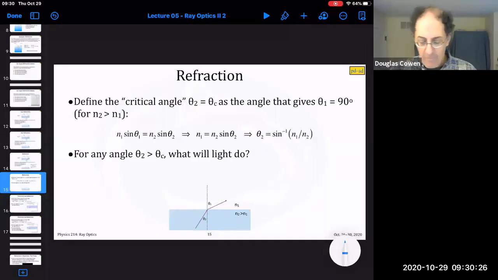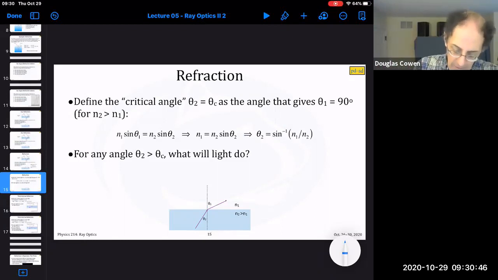We define something called the critical angle, theta 2, as the angle that gives theta 1 equals 90 degrees when n2 is larger than n1. And then anything above that, you would get this mathematical problem. So this is the critical angle.